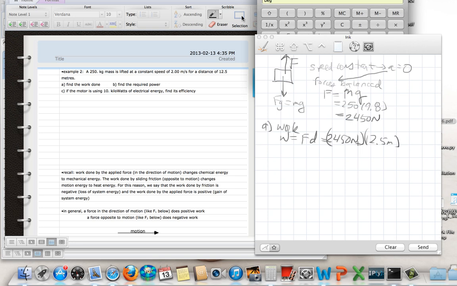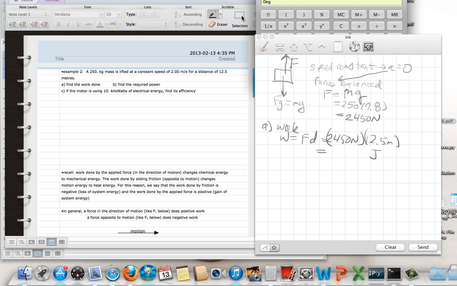Now we end up with newton meters, which is joules for the units, and then we end up with 2450 times 12.5 is 30,625. That's the amount of work that's done.